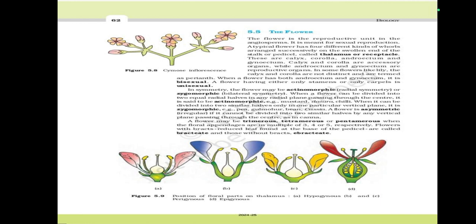In symmetry, the flower may be actinomorphic (radial symmetry) or zygomorphic (bilateral symmetry). When a flower can be divided into two equal radial halves in any radial plane passing through the center, it is said to be actinomorphic, for example mustard, datura, chili. When it can be divided into two similar halves only in one particular vertical plane, it is zygomorphic. It is asymmetric if it cannot be divided into two similar halves by any vertical plane passing through the center, as in canna.